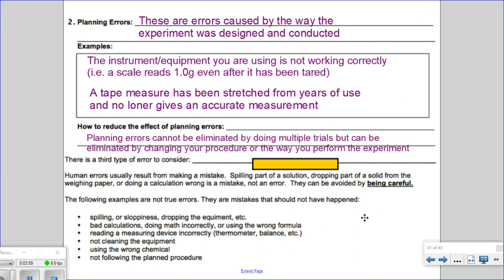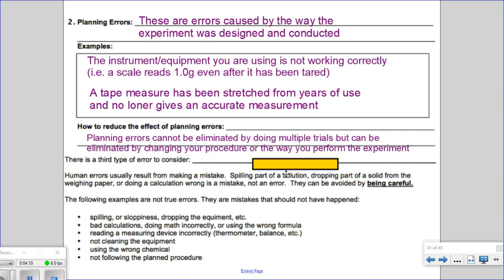So how do you reduce the effects of planning errors? Planning errors cannot be eliminated by doing multiple trials, but can be eliminated by changing your procedure or the way you perform the experiment. If a particular piece of equipment is not reliable, you could change it out. Or if it's not accurate, you might look at another way of performing the experiment.